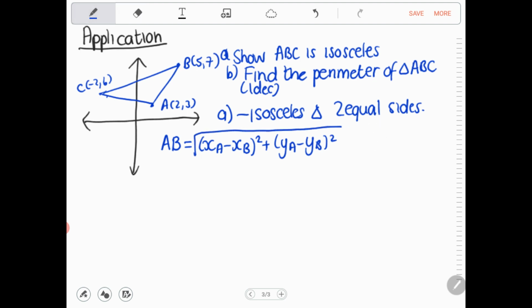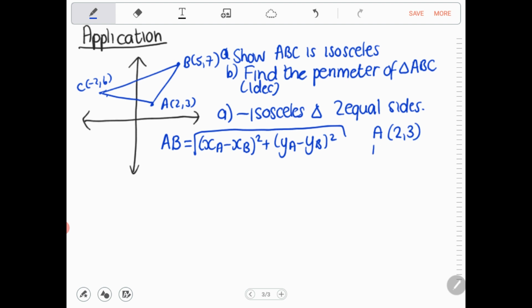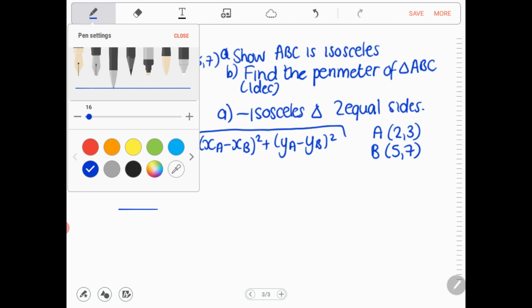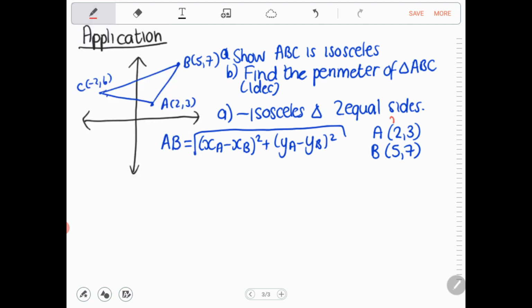And then don't forget to use your square root. Okay, and remember I said I write these down here. So A is (2, 3), and B is (5, 7). So this is x at A, this is y at A, this is x at B, and this is y at B when I'm substituting.